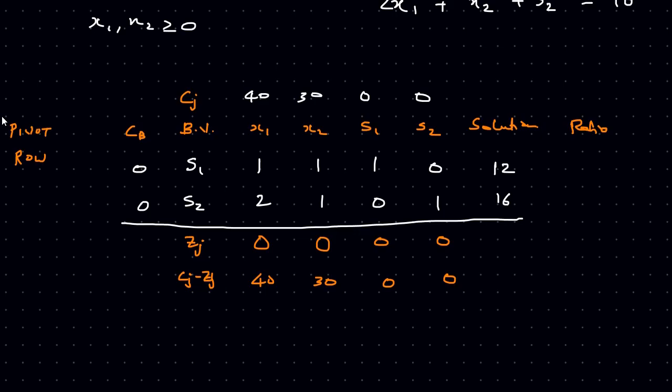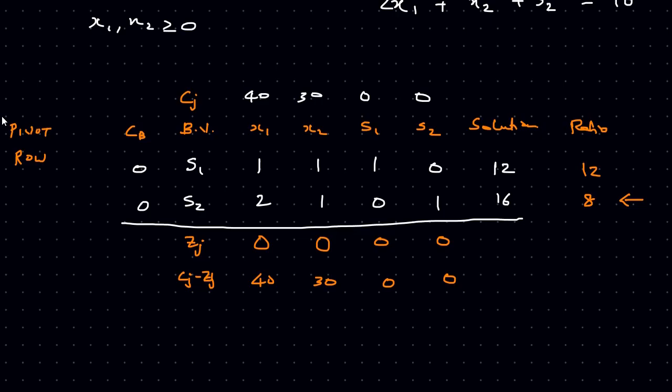Okay, so in this case the solution value is 12 divided by the pivot column corresponding to x1, so 12 by 1, that will be 12. And for the second one it will be 16 by 2, so that will be 8, and we select the minimum of the ratio. Okay, so that will be 8.